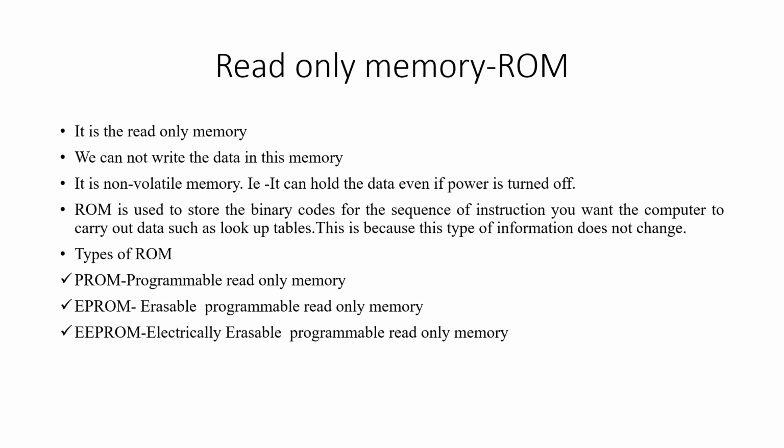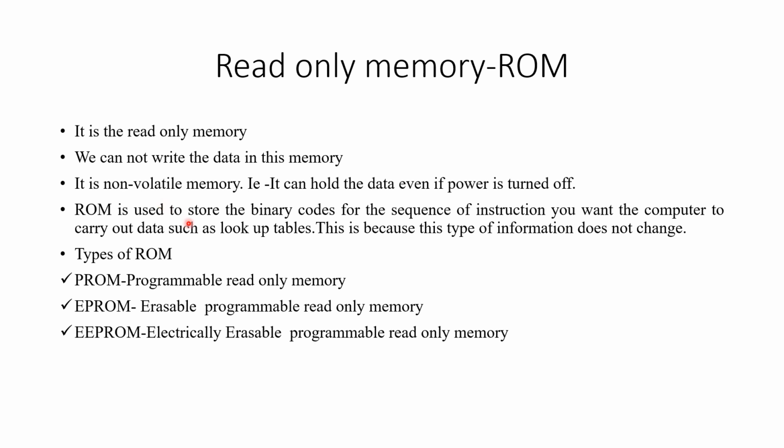Next we come to the read-only memory, that is ROM. We cannot write data in this memory; we can only read the data from the memory. It is non-volatile memory. In the case of RAM, it is volatile memory; in the case of ROM, it is non-volatile memory. Non-volatile means it can hold the data even if power is turned off.